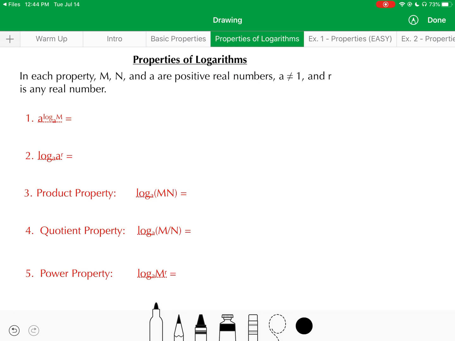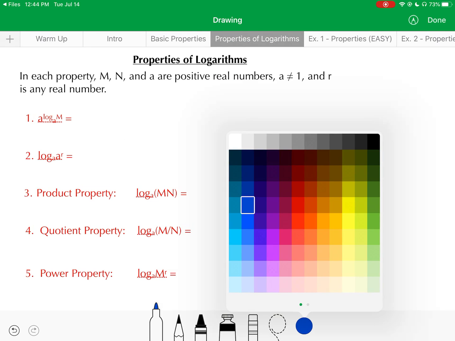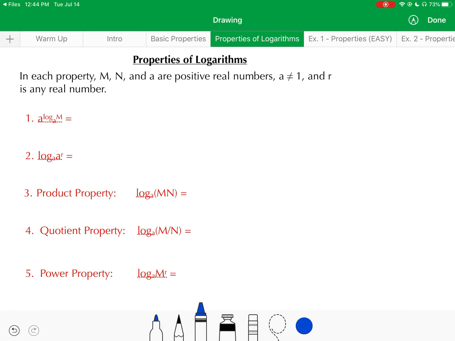Now for the next set of properties, I'm going to use the letters M, N, and A to represent positive real numbers where A cannot equal 1, and then R is going to represent any real number. So first property here, we have A being raised to the power log base A of M. Notice that the base and the base of the logarithm are the same value. So anytime that's true, this is just going to equal the argument of that logarithm.